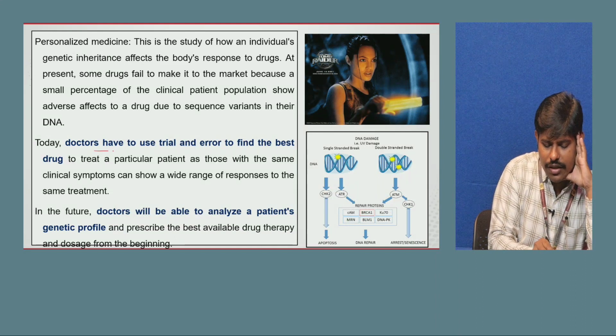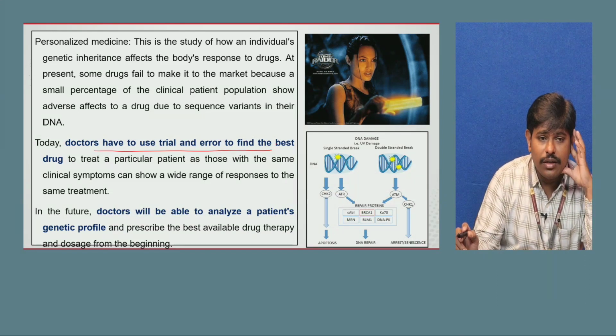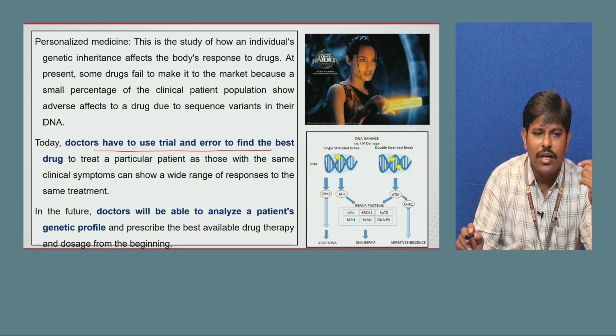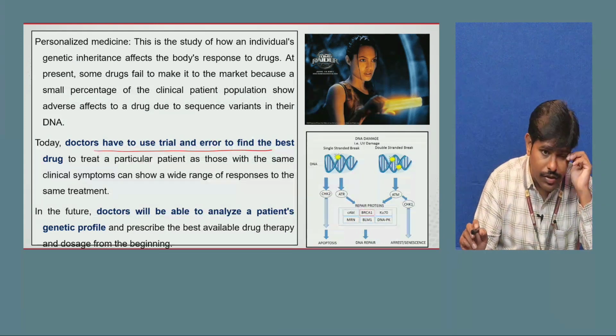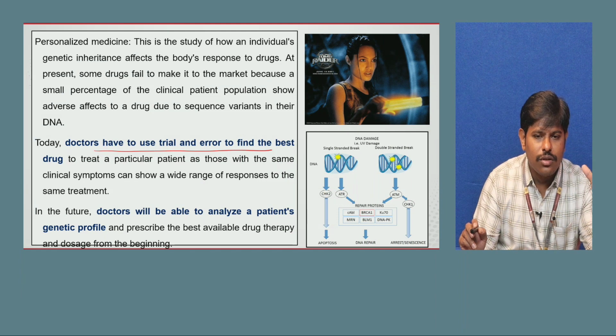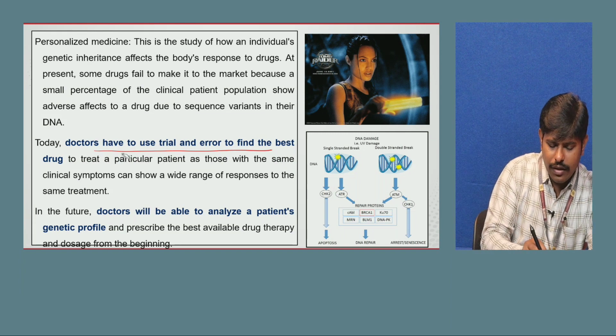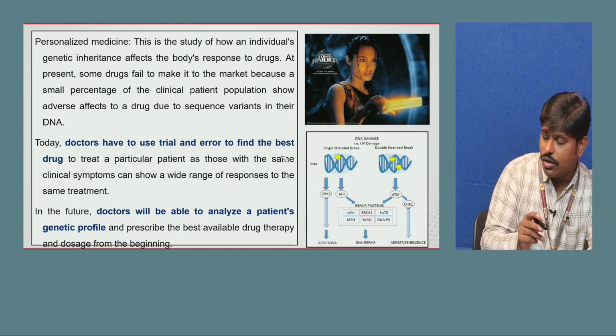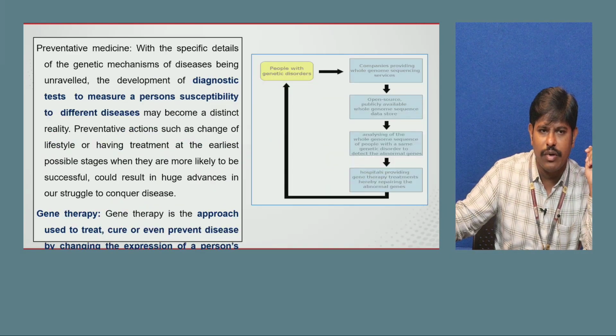Today doctors are actually using a trial and error method to find the best drugs, but if you have the genome sequences of individuals, then with advanced bioinformatic algorithms you can get the genetic profile of a human being and design novel drugs. So this is the ultimate or future goal of bioinformatics.